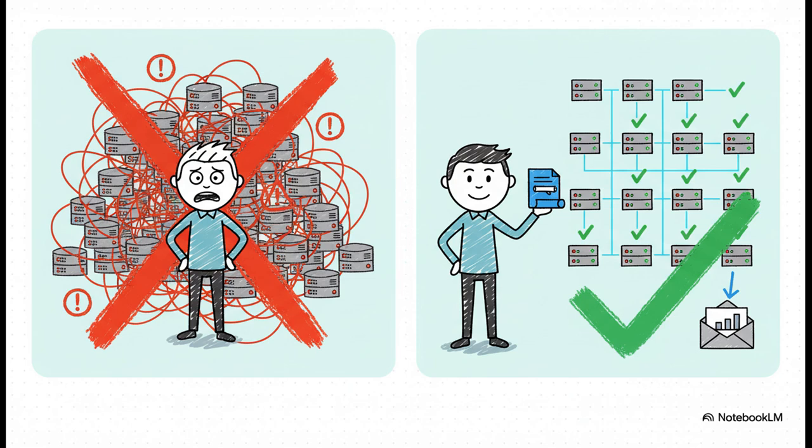It's just impossible. But with automation, he can write one single shell script, and that one script can reach out to all 10,000 machines, check their health, and then shoot him an email with the report that only highlights the servers that actually have a problem. See the difference? It's a total game changer.